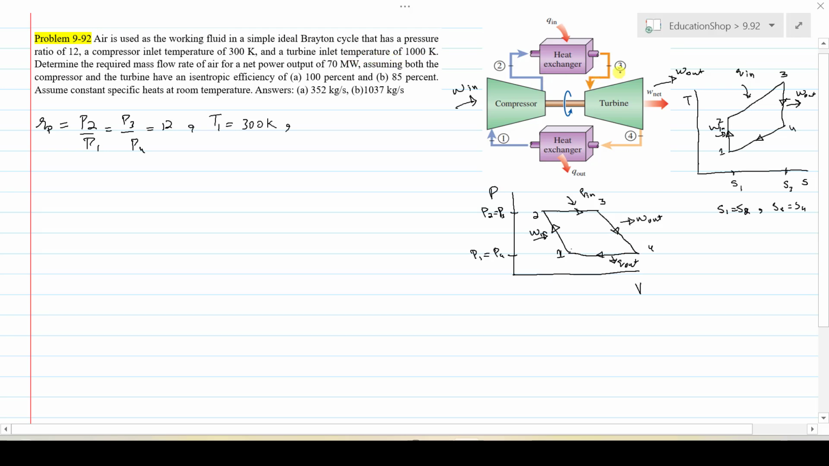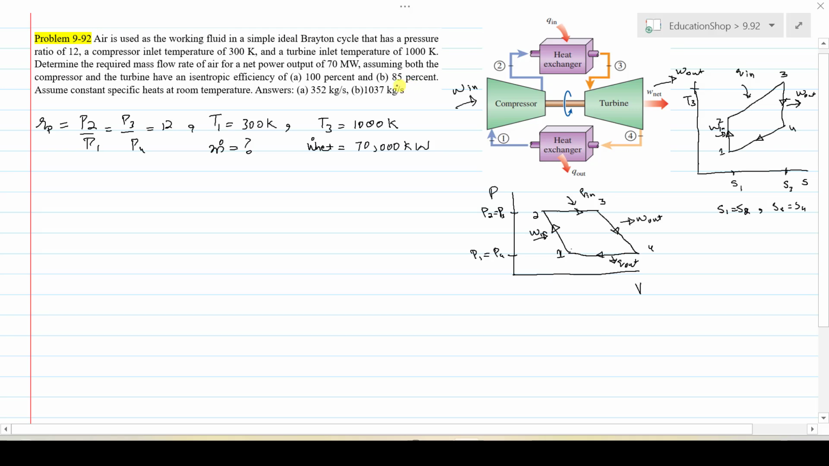and the turbine inlet temperature is 1000 Kelvin. That means T3 is the higher value in the TS diagram, 1000 Kelvin. You need to calculate the mass flow rate when it produces a net power output of 70 megawatts. If you convert that megawatt into kilowatt, multiply by 1000, so it becomes 70,000 kilowatts. There are two cases given. In the first case, the turbine and compressor are 100% isentropic, and in the second case they are 85% isentropic.